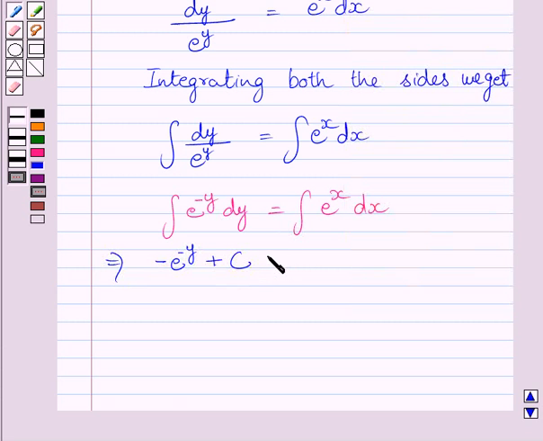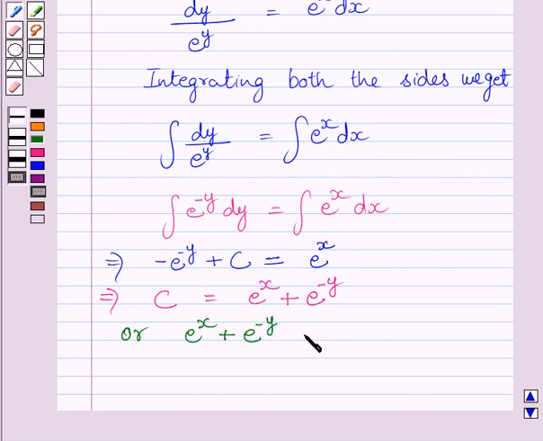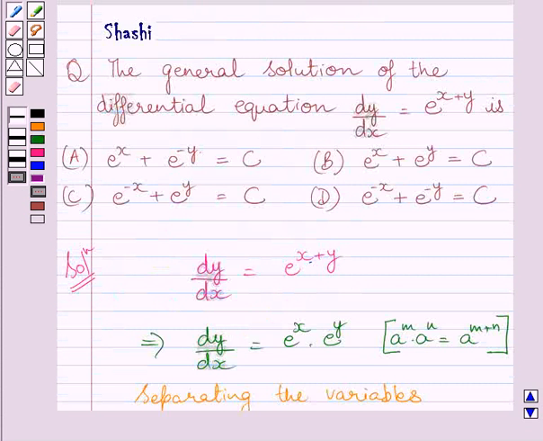We will write this is equal to sign as it is. Here we will write e raised to the power x. We know integral of e raised to the power x dx is equal to e raised to the power x only. Now this implies c is equal to e raised to the power x plus e raised to the power minus y. Adding e raised to the power minus y on both the sides of this equation, we get this equation. Or we can write it as e raised to the power x plus e raised to the power minus y is equal to c. So the correct answer is A.